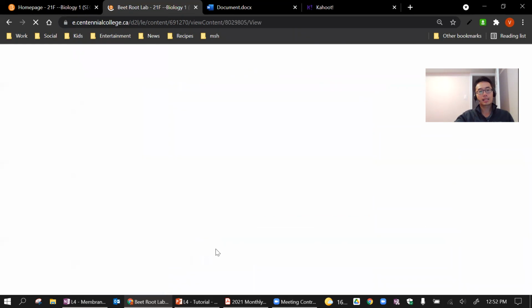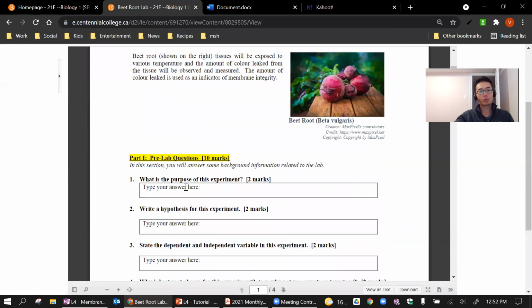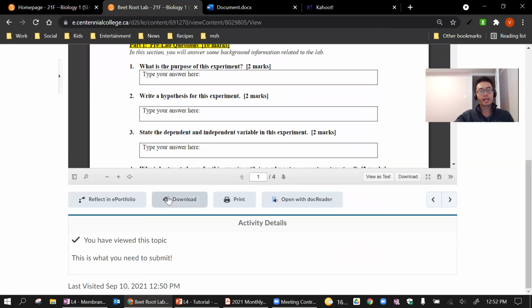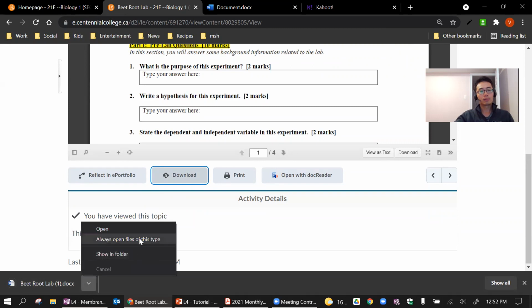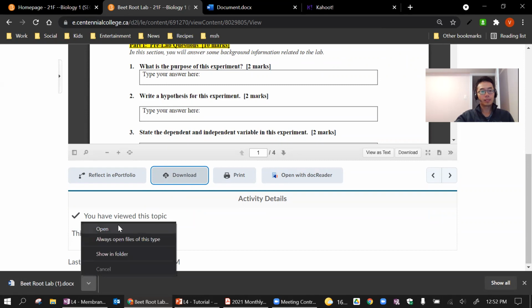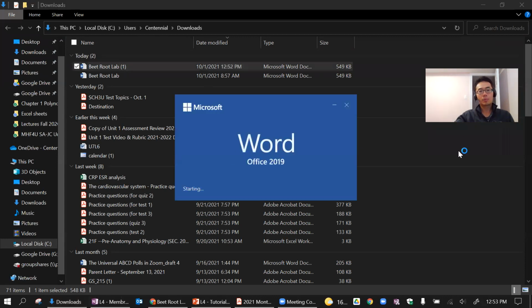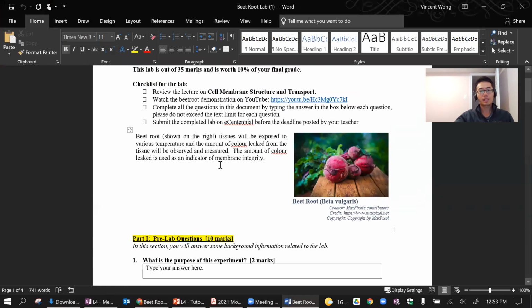So you click on that, and then you will see this is the lab. You cannot type anything in this lab; you have to download it first. So you scroll all the way down, and there's the download button. You click on that, and it will go into your download folder. I'll click show in folder. There it is, and then you open it. Enable editing if you have that little pop-up there. Then you just read the stuff, obviously.